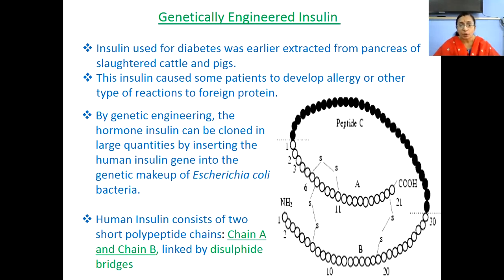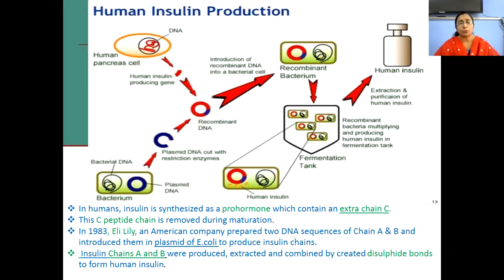So what the Eli Lilly company did is, they took two groups of bacteria and separated the genes for the A chain and B chain and introduced them into the plasmids of E. coli, and they used the bacteria to produce these A chains and B chains. Then the insulin A chain and B chain were separately produced, extracted, and then combined using disulfide bonds. So there was no problem of the C-peptide chain being removed or being present, because it was not produced at all.